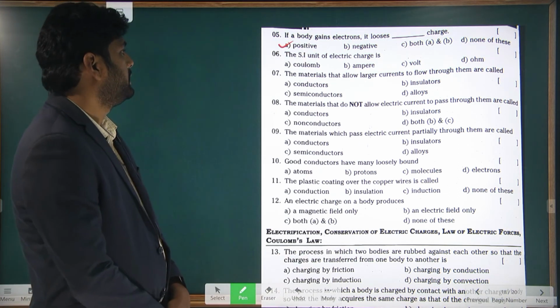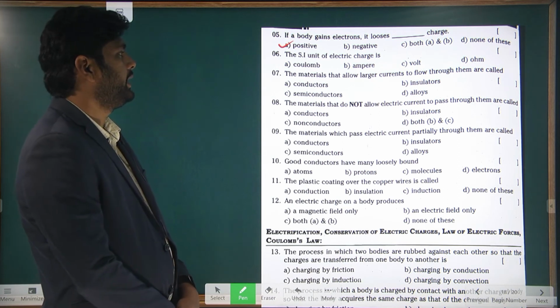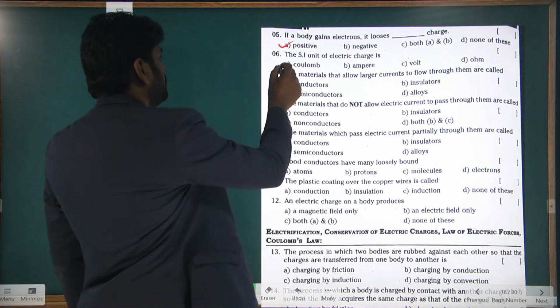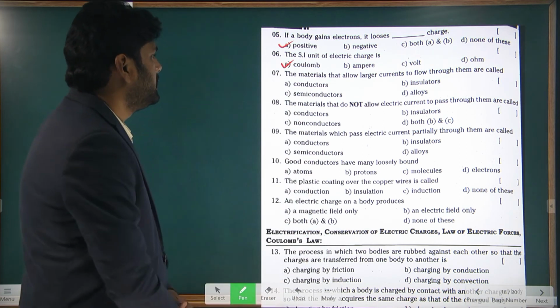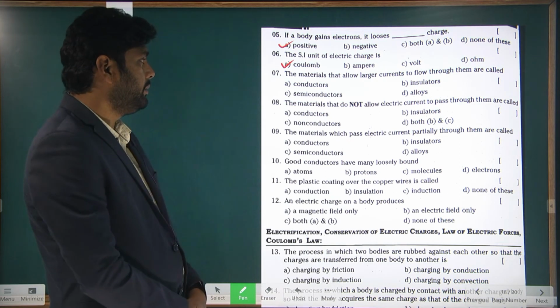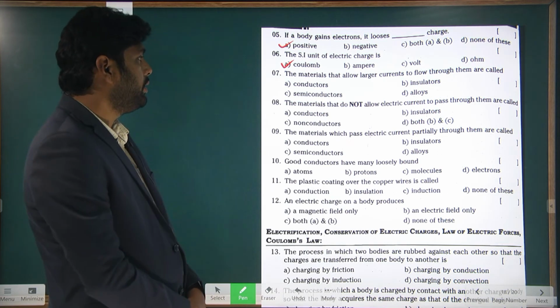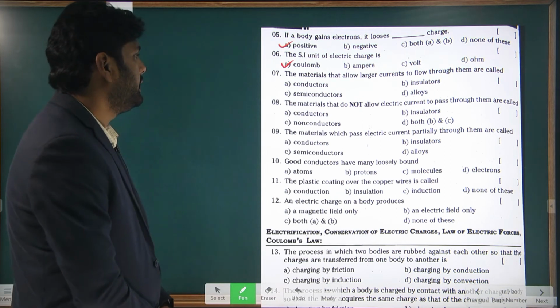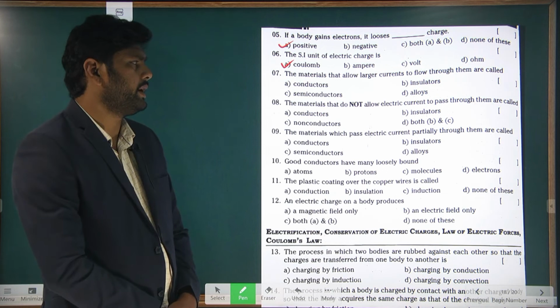Next, the SI unit of electric charge. The SI unit of electric charge is coulomb. Next, the materials that allow larger currents to flow through them are called conductors, insulators, semiconductors.